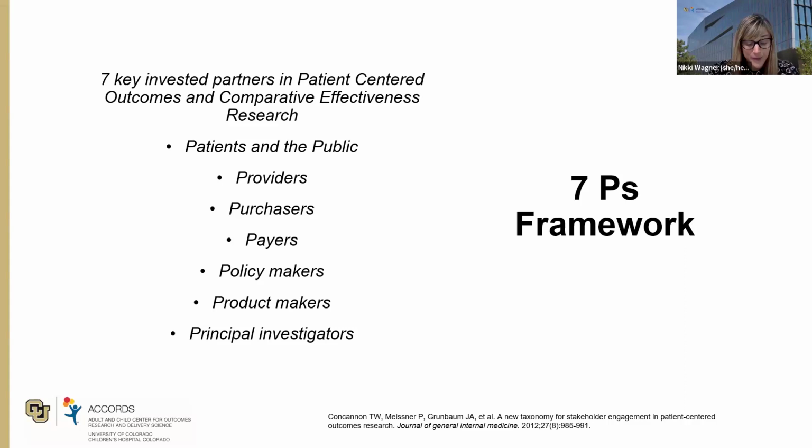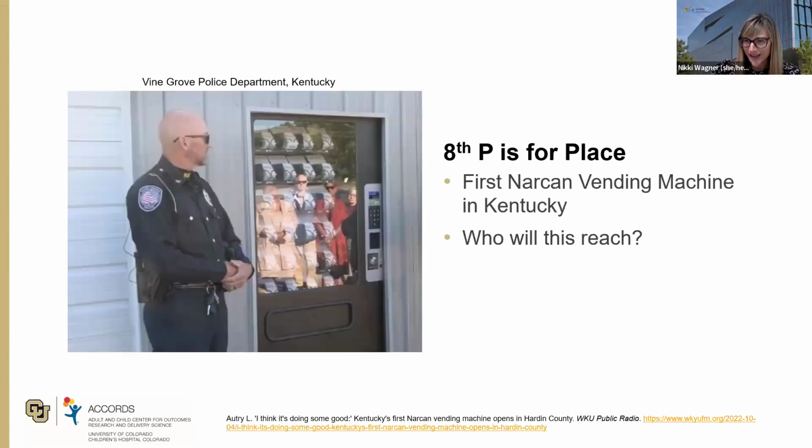I like this, but I think there's an 8th P. I think the 8th P is for place. And I like this picture. I found it on the Kentucky public radio website. They had a picture of this exciting new naloxone vending machine program in Kentucky.